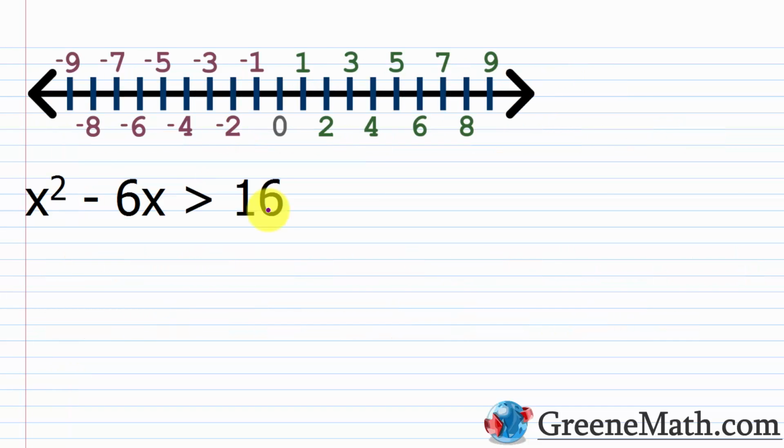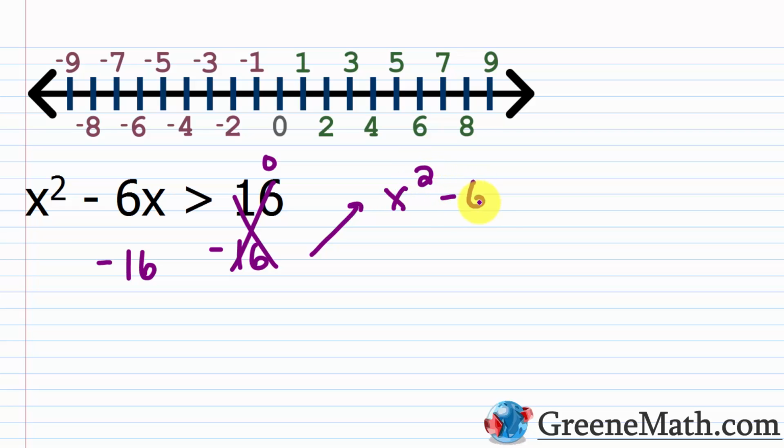All right, so let's go ahead and take a look at the first example. So we have x squared minus 6x is greater than 16. The first thing I'm going to do is write this where my quadratic expression is on the left side and 0 is on the other side. I can do that by just subtracting 16 away from each side of the inequality. This would cancel and become 0. I would have that x squared minus 6x minus 16 is greater than 0.